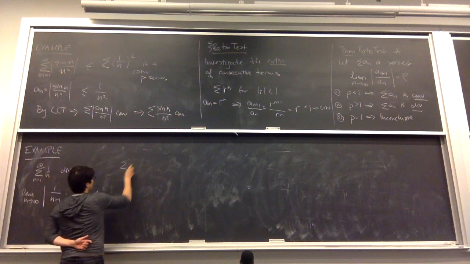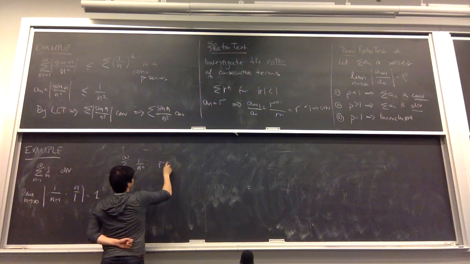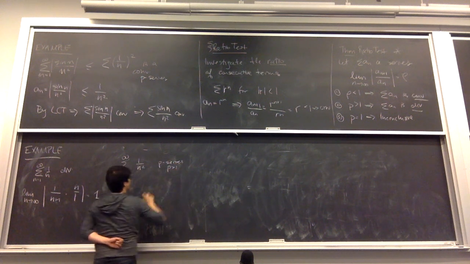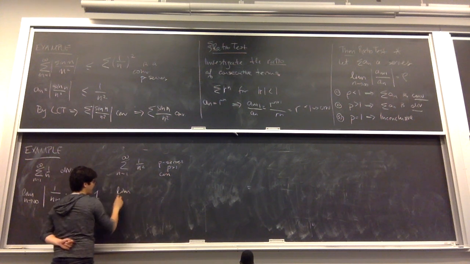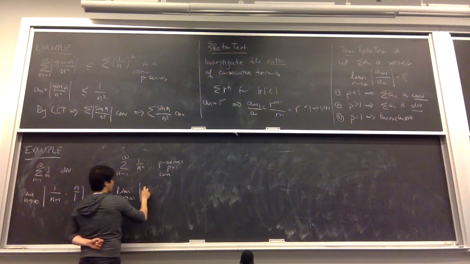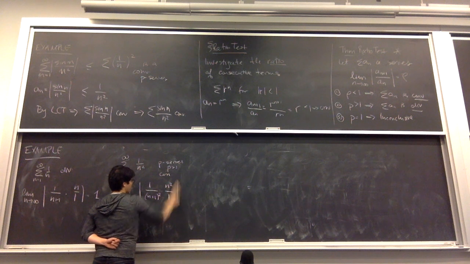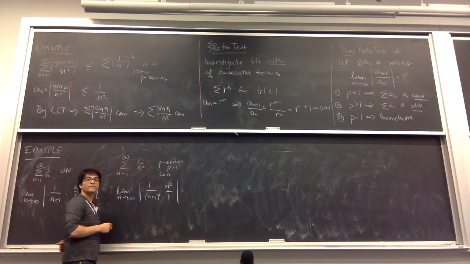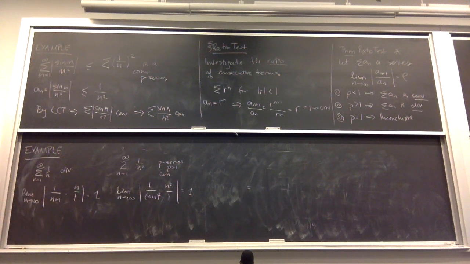What about this one? What is this? A P series where P is bigger than 1, so convergent. What's the ratio of its consecutive terms? We're going to have 1 over (n+1) squared times n squared over 1. What's this limit? Also 1.